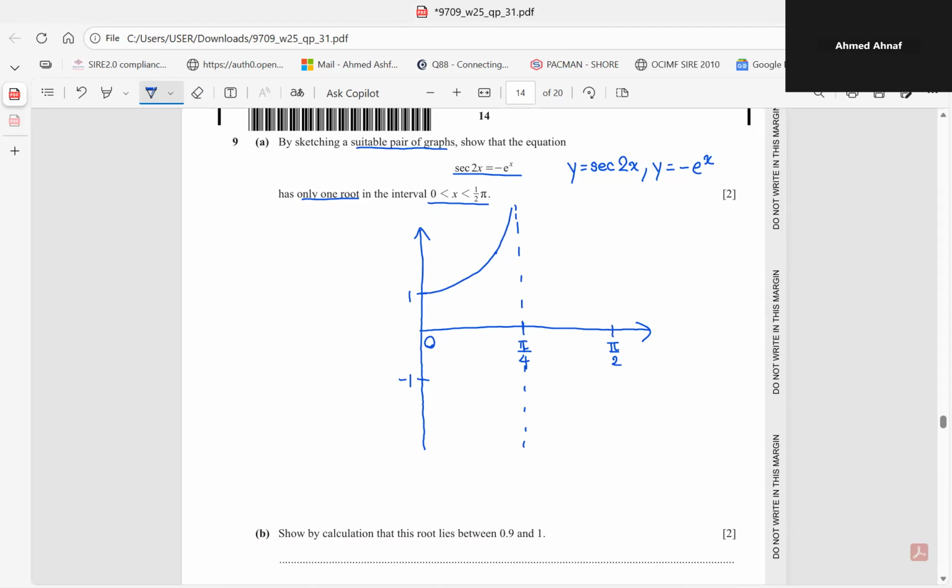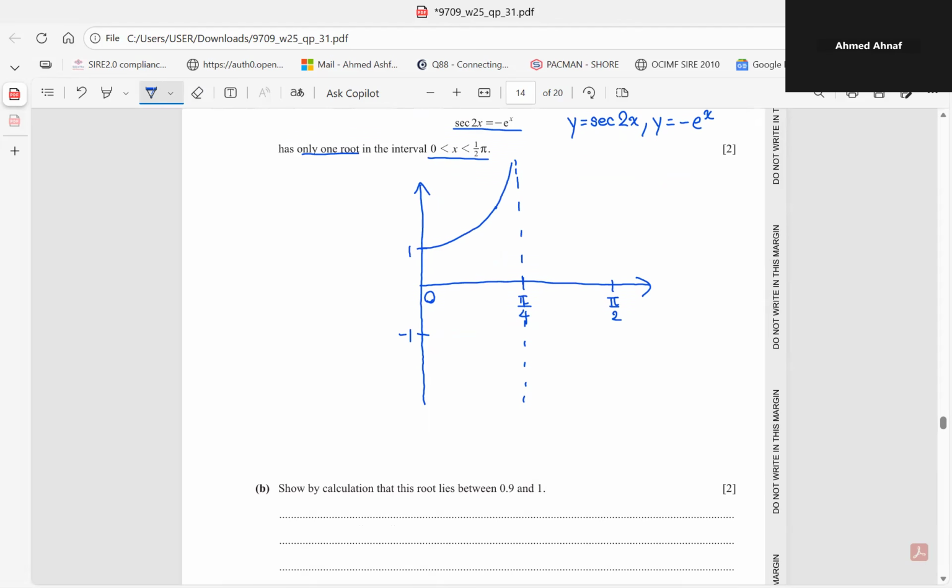And as for between pi over 4 and pi over 2, we are going to substitute to see whether it's increasing or decreasing. We're going to substitute pi over 3. So for that, I got negative 2, which is somewhere here, and pi over 2 is here. So, and this is here, so yeah. Okay.